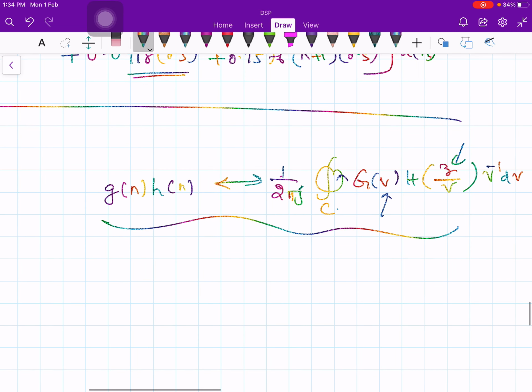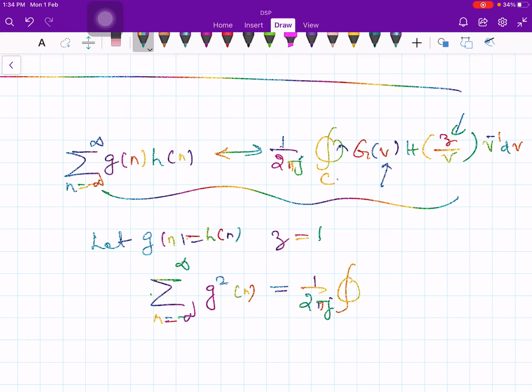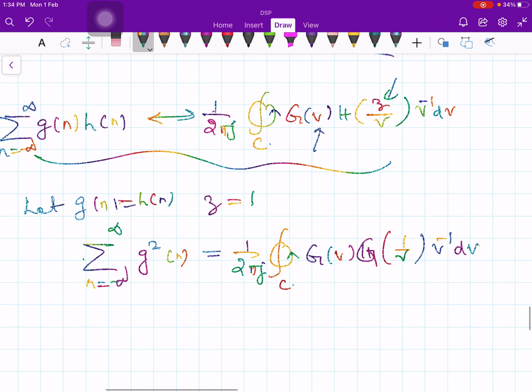So in this expression, let g of n be equal to h of n and make small z equal to 1. Then the left hand side simply becomes, I'm sorry, here I forgot to put the summation, n equal to minus infinity to plus infinity of g square of n. The right hand side is 1 by 2 pi j contour integral of G of v times G of (1 by v) to the minus 1, dv. Here capital H of z is the same as capital G of v, and here v is the dummy variable. So we can as well change it to z now.